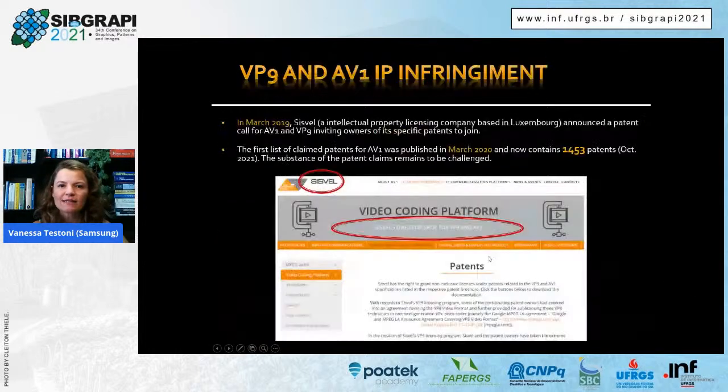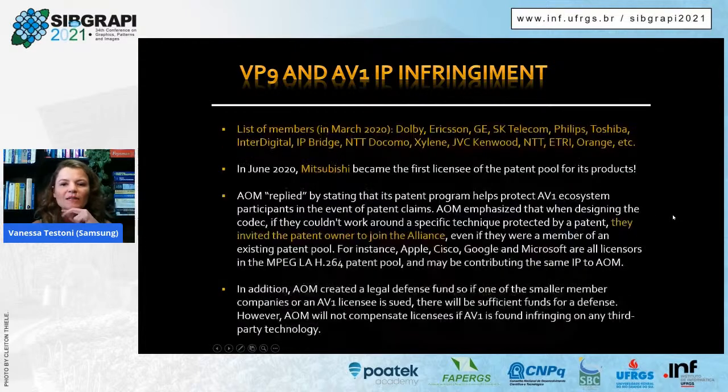So it was not a real surprise when this company called Sisvel, an intellectual property license company, got together some companies that were owners of patents related to AV1. Right now they have more than 1,000 patents, and they now have a license fee for AV1, which should be a royalty-free codec, right? This was not a surprise for most of the industry. If you take a look here at the companies, they're very famous: Dolby, Ericsson, Toshiba, Interdigital, SK Telecom, GE. Those are the companies who claim they have patents that are infringed by AV1.